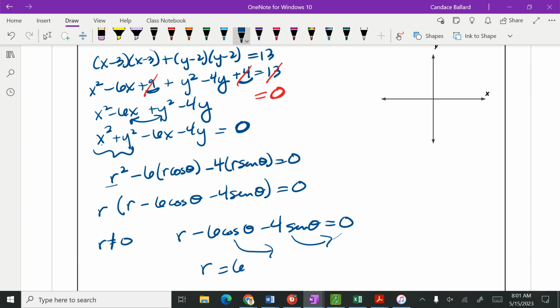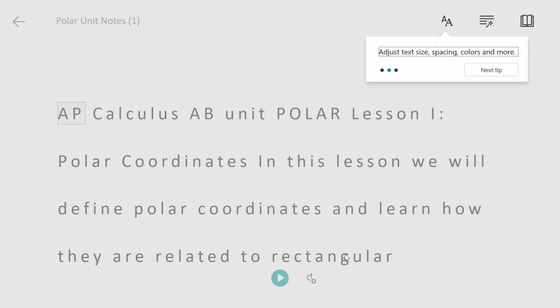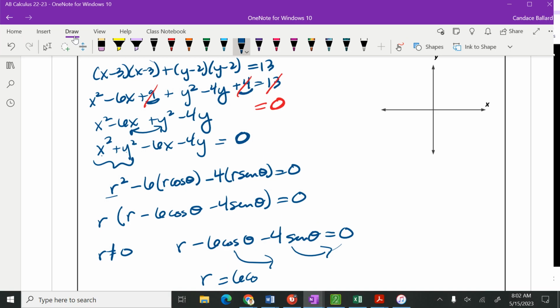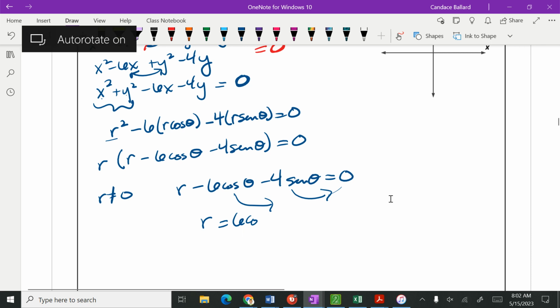6 cosine. What just happened? Oh. That's always good. I don't know what just happened. Oh, I hit, you know what that is? That's Immersive Reader. At least I knew what it was. Okay. I hit a button when I. Yeah, great. Next tip. Thanks. Can I exit out of this, please? We're trying to learn. I know. We're trying to learn. There we go. Exit. Okay. All right. It's a really cool little app, but we don't need it right now.